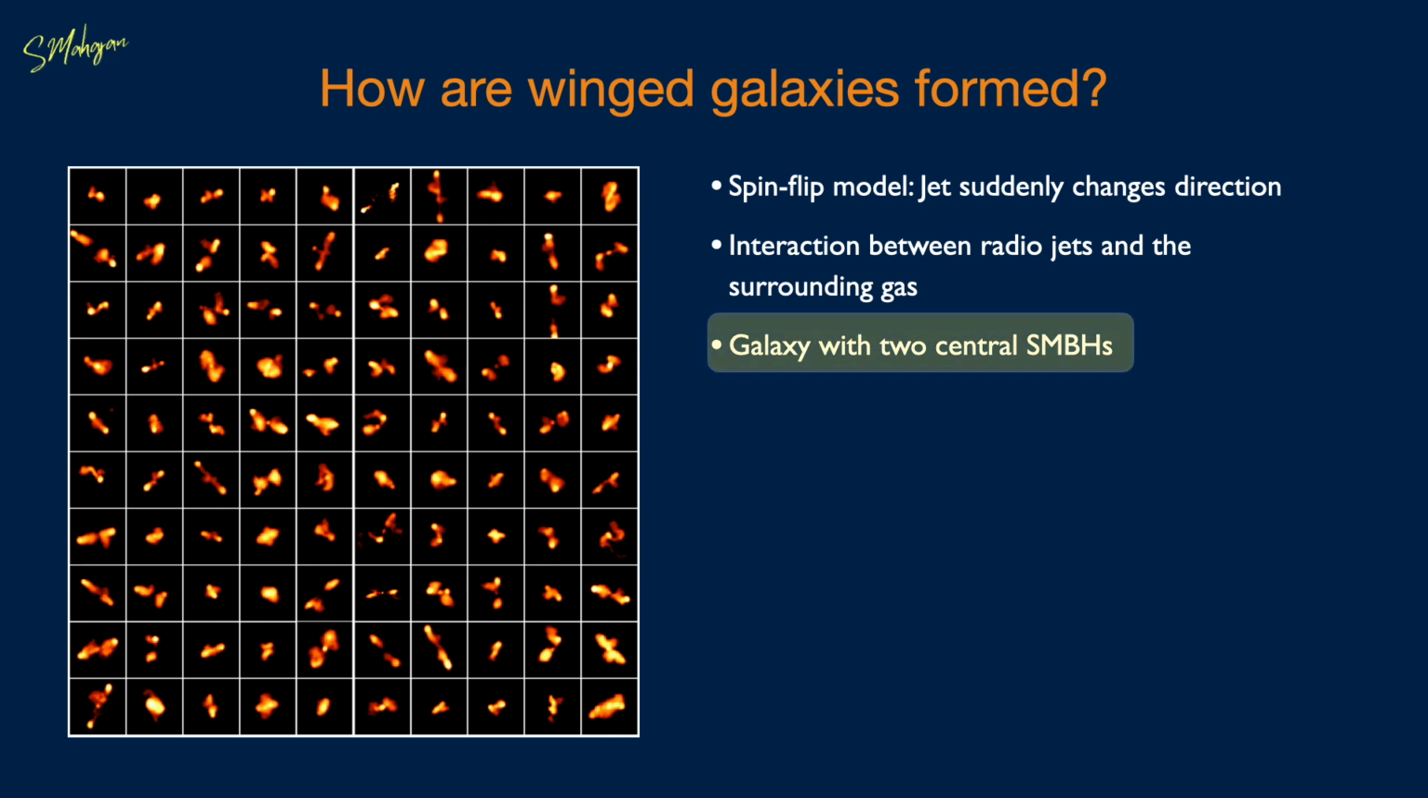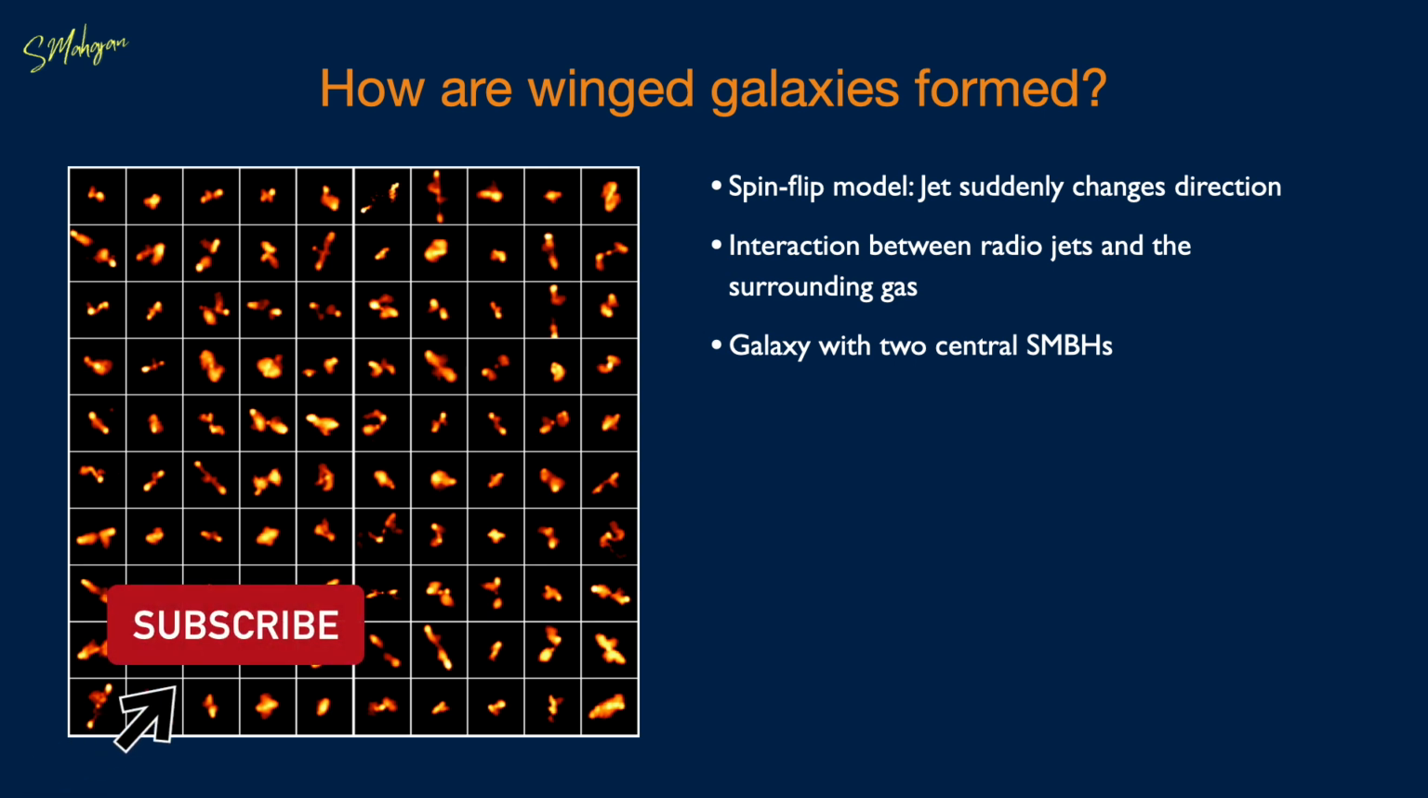The third model assumes that winged galaxies are a consequence of the presence of two central supermassive black holes in close proximity to each other at the center of a galaxy. These supermassive black holes have different spin axes and therefore launch jets in different directions. For this model to explain the X-shaped structure, both black holes must launch jets at the same time. Such a scenario may be very rare.